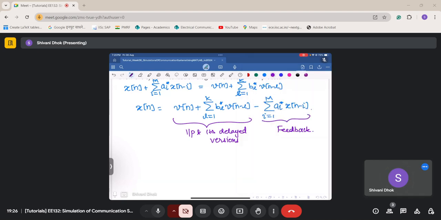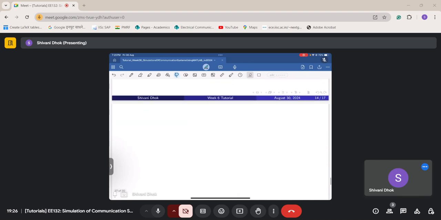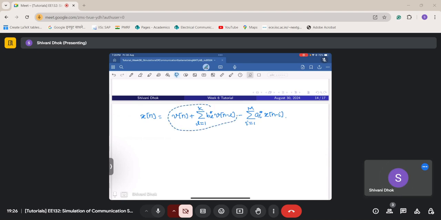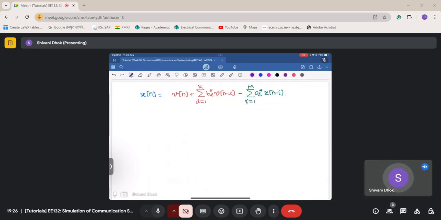So let's try to draw. I'll just copy paste this equation to the next page. So what I'll do, I'll just again do some sort of color coding. So let's say this particular thing is in green. Okay, so let's start with input. So my input was v of n, and this v of n was input, and we had output as x of n.